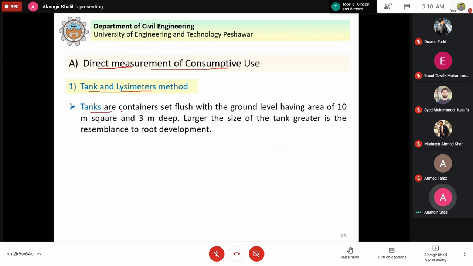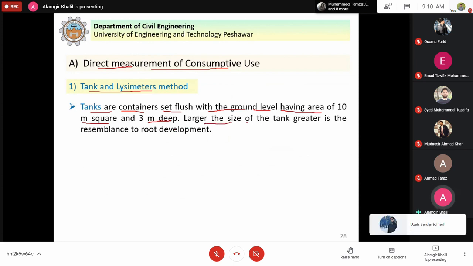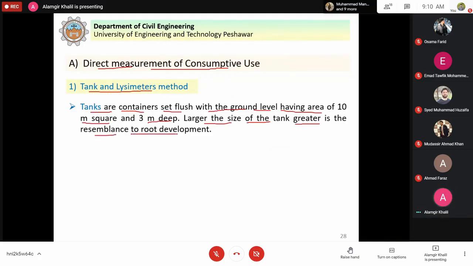Tanks are containers set flush with the ground level, having an area of 10 square meters, and 3 meters deep. The larger the size of the tank, the greater is the resemblance to root development. This will reflect more natural conditions.